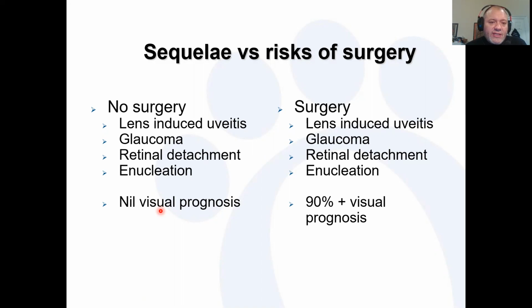And lens-induced uveitis, of course, the chronic inflammation can lead to glaucoma, retinal detachment and ultimately enucleation if that can't be controlled, with no visual prognosis effectively in those patients. Surgery is not without risk. By opening the lens capsule, we can also stimulate lens-induced uveitis, and that can go on to cause glaucoma, retinal detachment and enucleation. However, the difference is early surgery has a very good prognosis, and visual outcomes are well over 90% in early operated cases. Where cases have already got lens-induced uveitis or other intraocular disease, visual prognosis is much poorer.